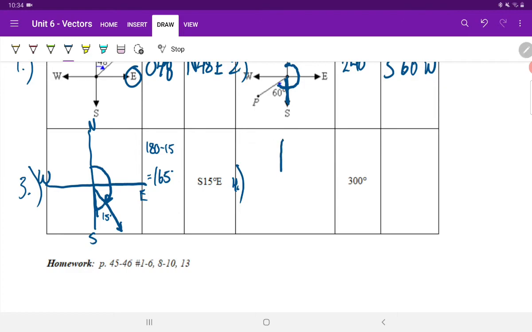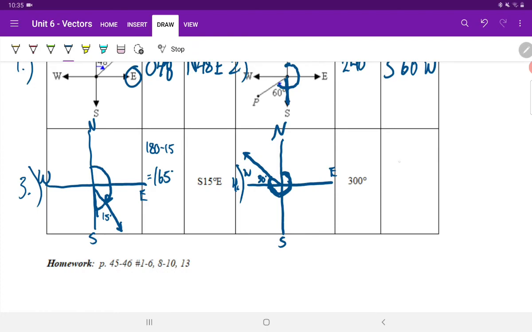Next, we've got to draw a diagram. Our bearing angle now is 300 degrees, which means we're starting on the north. Start on the north, go 90, 180, 270, and then another 30 degrees to get to 300. So that in there is 30 degrees. All I did was count by 90s. I went 90, 180, 270, and then I know that to get to 300, I just need 30 more.